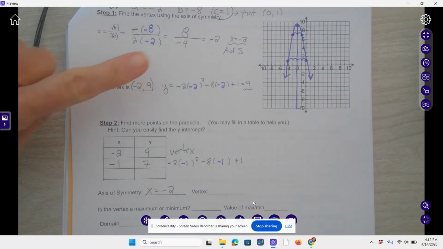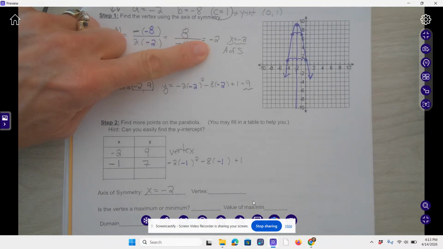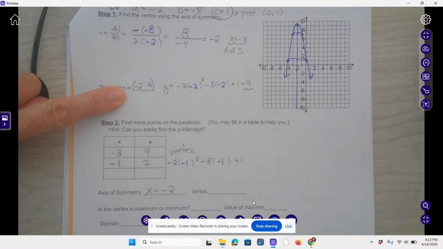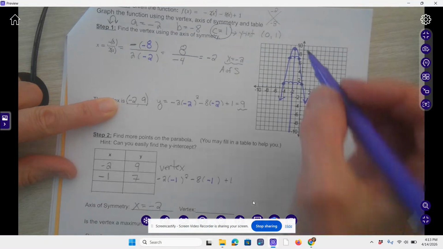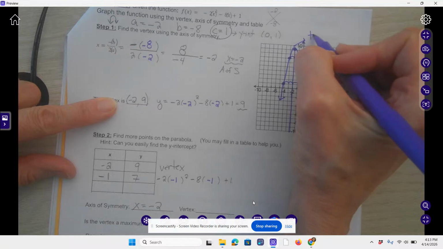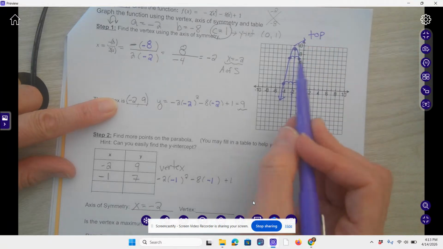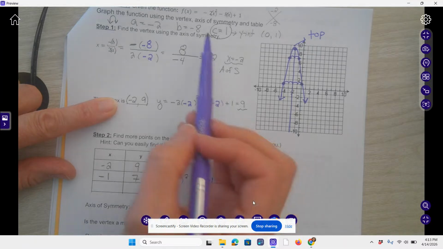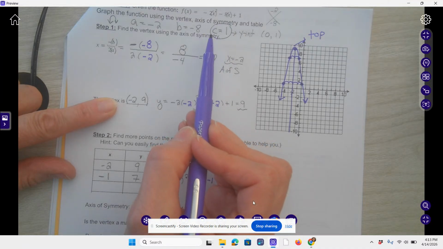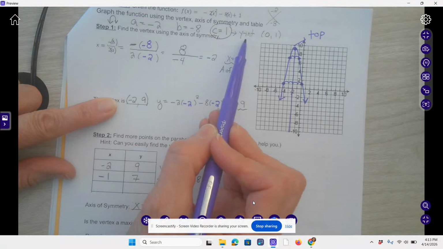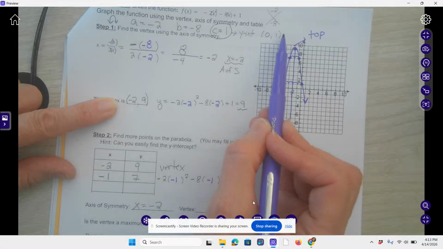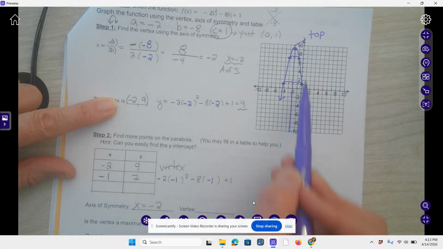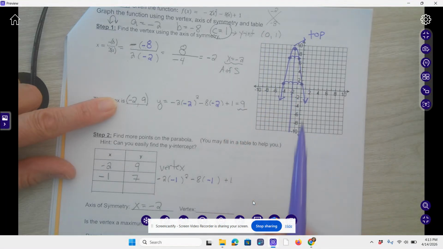So remember, the vertex will always be 1 point. That will be your turning point at the top or bottom of your parabola. In this case, actually, let's label that here. This is the top of the roller coaster hill. And then C, when you write your C, that is a point right there. C will always be the y-intercept. So if you are graphing a point on the y-axis, your x is 0 and your y is 1.